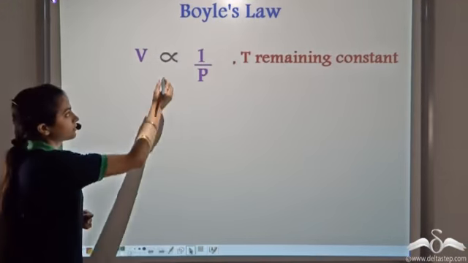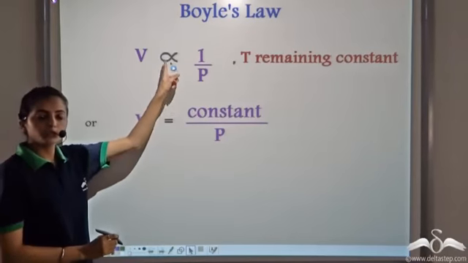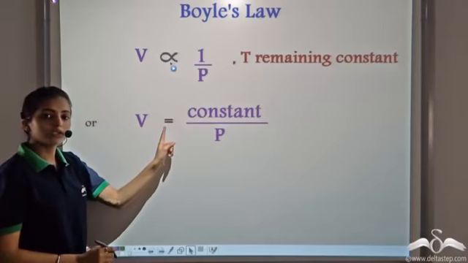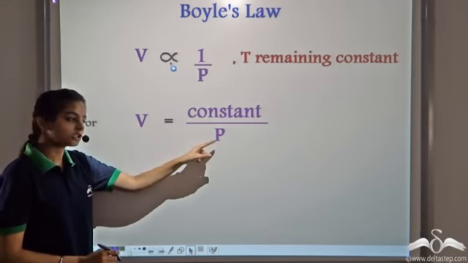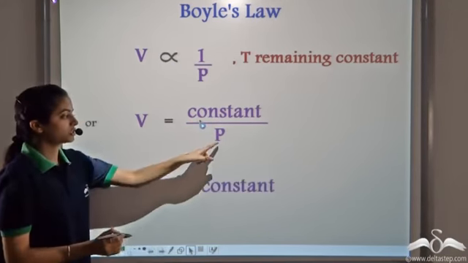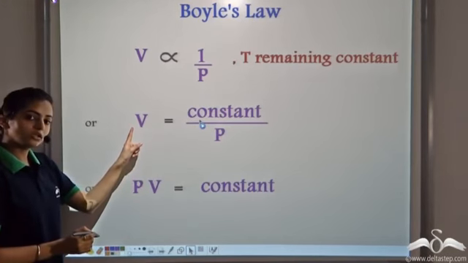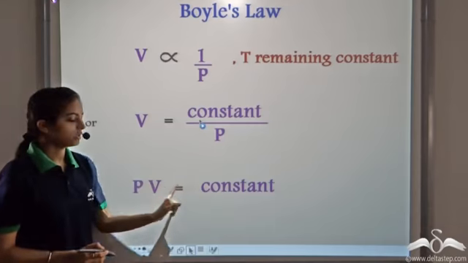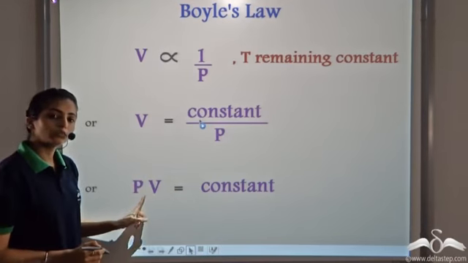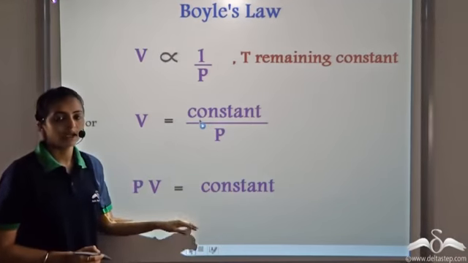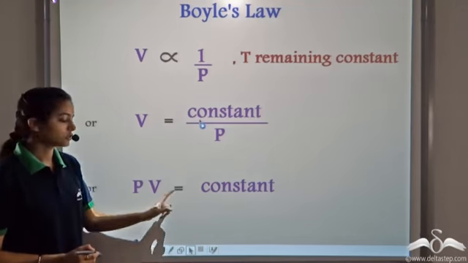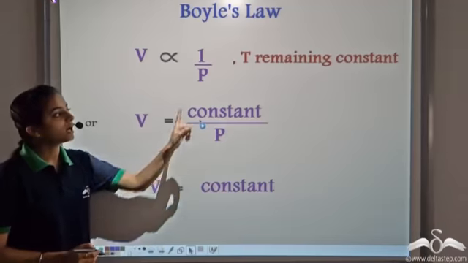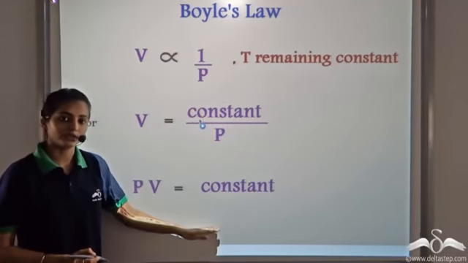So from the law we have that the volume is inversely proportional to pressure, temperature remaining constant, for a particular gas. To remove the proportionality sign, we introduce a constant. So we get volume is equal to constant divided by pressure. Now if we take pressure on the other side, we get pressure into volume is equal to constant. So the product of pressure and volume is a constant value. And this is Boyle's law. So for a particular gas, the product of pressure and volume at a constant temperature is constant.